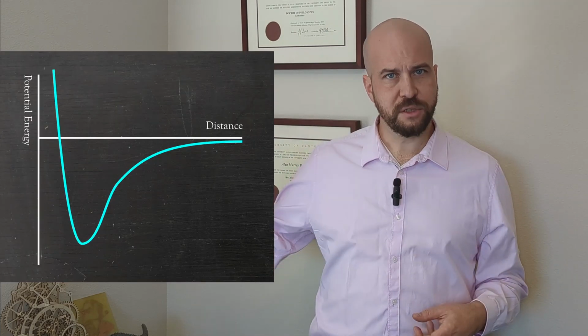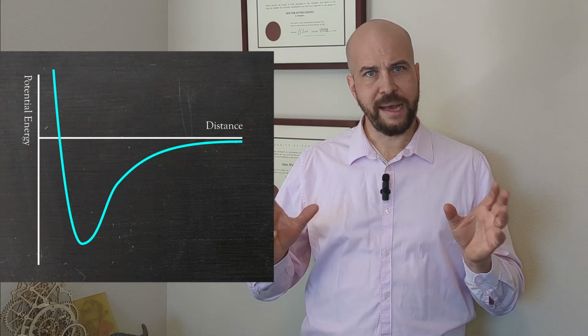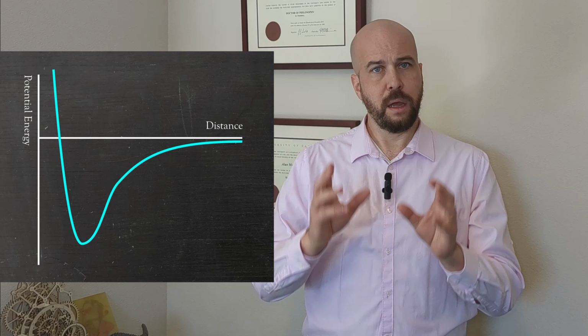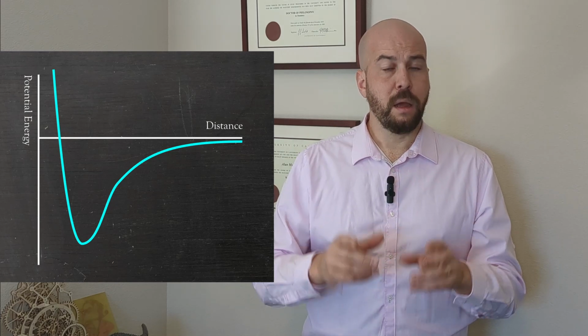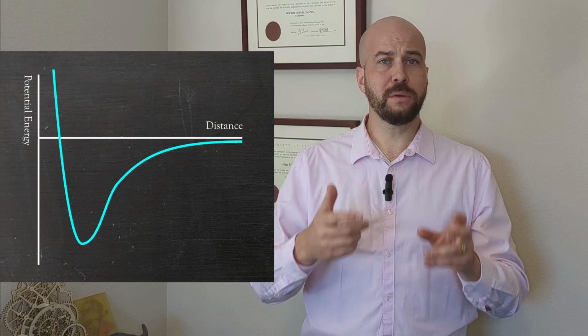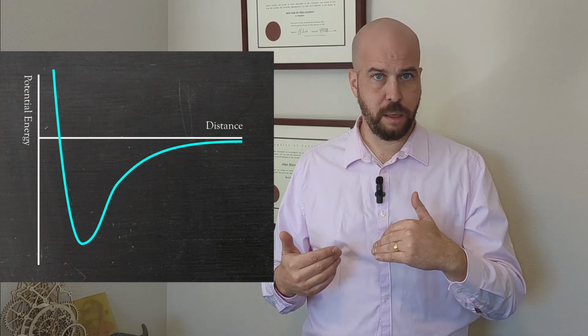So from this simple diagram, we can understand that atoms come together and form bonds to go into a lower energy state. And if we wanted to break those bonds and get the atoms apart, we would have to put energy in. Now, I mentioned at the start of the video that there are two types of bonding we're going to discuss today, covalent and ionic.